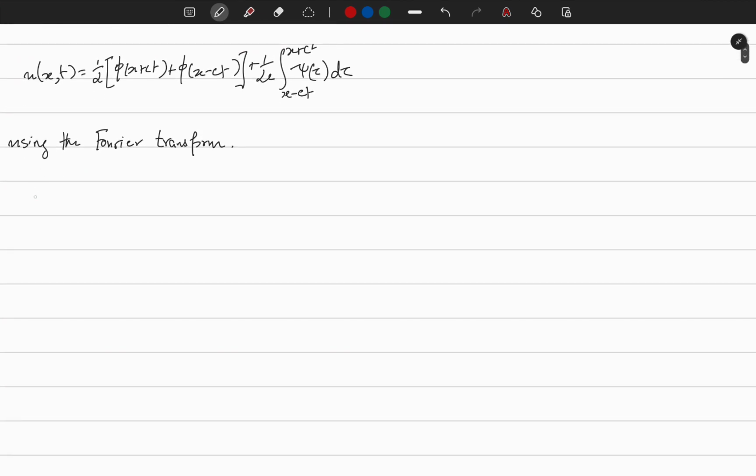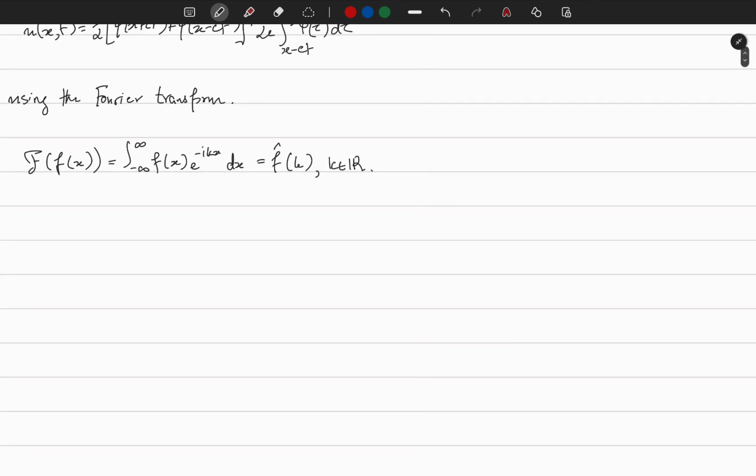First, let's consider the Fourier transform itself. Recall that the Fourier transform of a function f of x is simply the integral going from negative infinity to infinity of the function f of x times e to the minus ikx dx. And we can write this as a shorthand simply as f hat of k, where k is a real number. And remember that the transform really takes a signal and expresses it in terms of the frequencies of the waves that make up the signal.